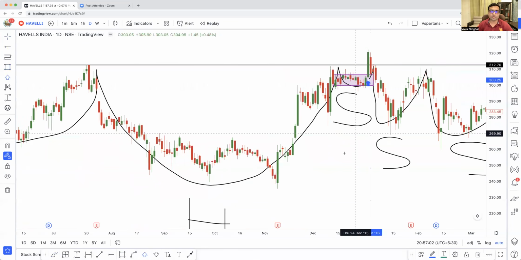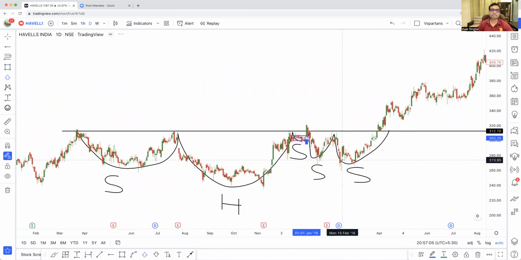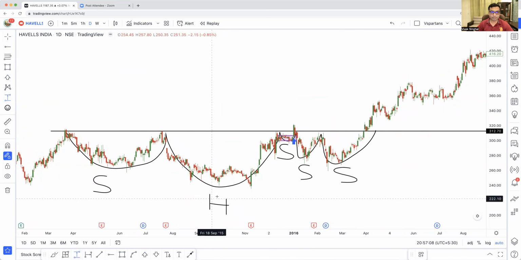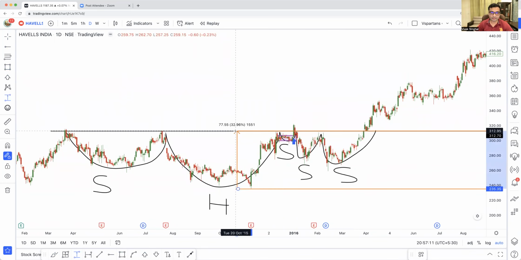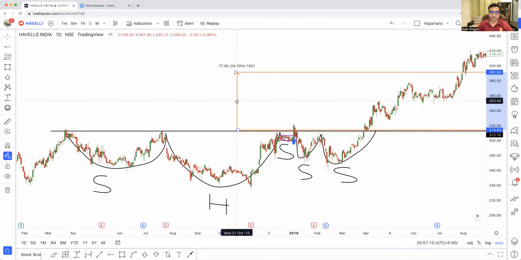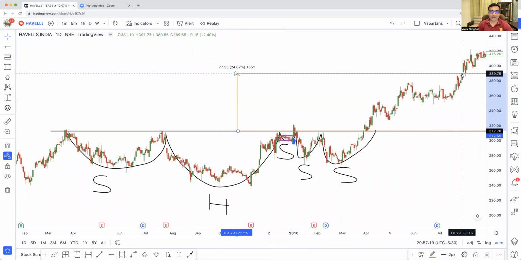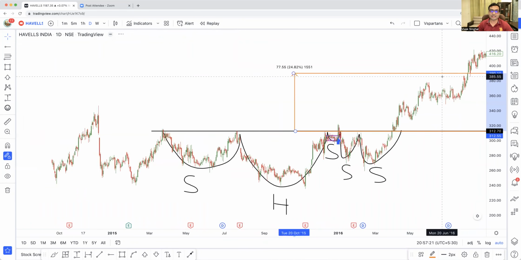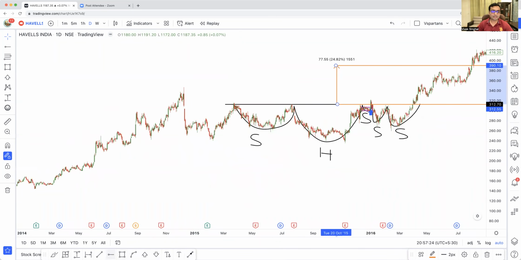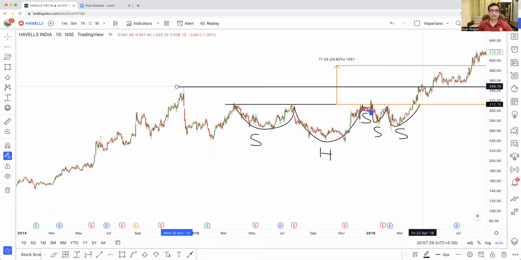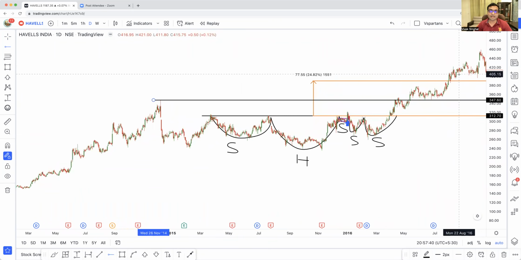With practice, you will be able to do this. We will measure the target from the lowest level of the head till the neckline. We will plot it above the neckline, and here's the target. While having a look at this technical target, we will always see the highest level as well. So we will be selling at the higher of either of these two, the technical target or the lifetime high. In this case, the technical target is higher than the lifetime high, so we will sell at the technical target.